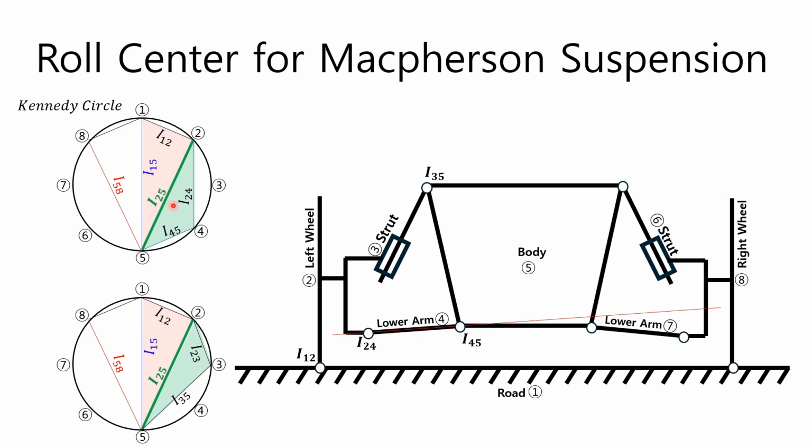The instant center I25 can be found using triangle 2, 4, 5 in the upper left figure of the Kennedy circle and triangle 2, 3, 5 in the lower left figure. In the upper figure of the Kennedy circle, the instant center I25 must be on a straight line with the instant center I24 and the instant center I45. Since I24 and I45 are the two joints of the left lower arm, we can find them right away. Therefore, we draw a straight line connecting the instant center I24 and I45. The instant center I25 is somewhere on this straight line.